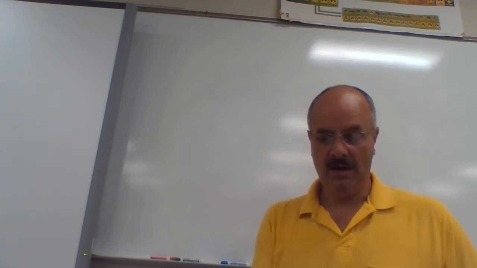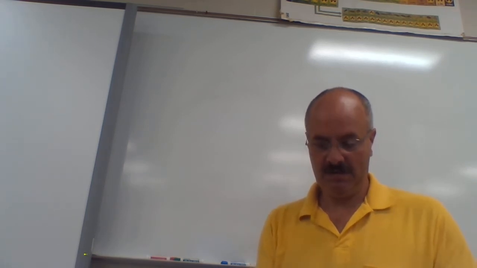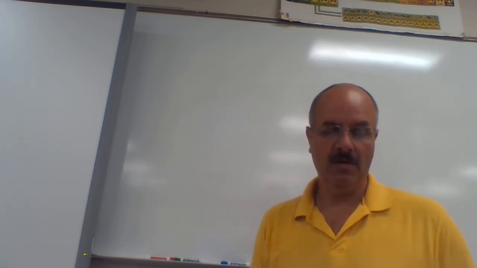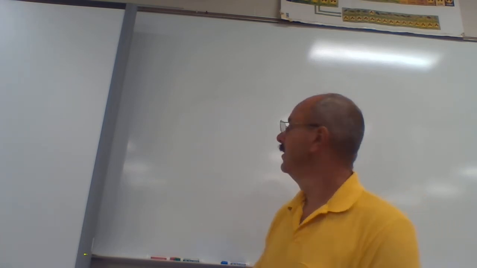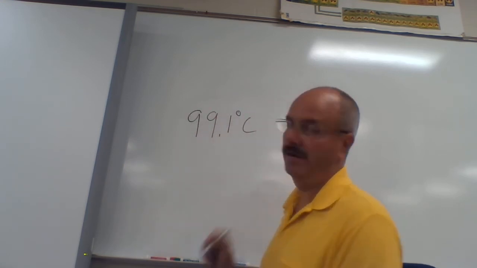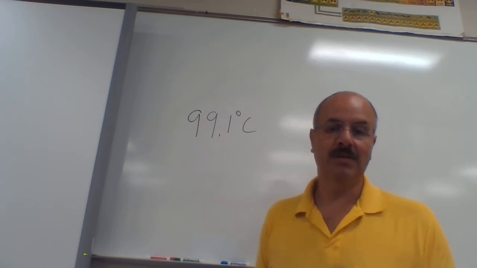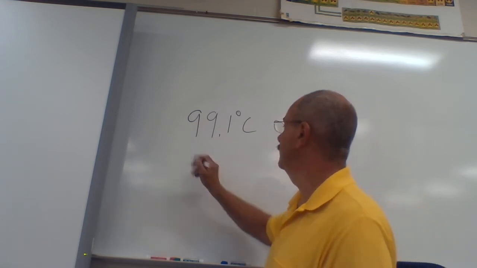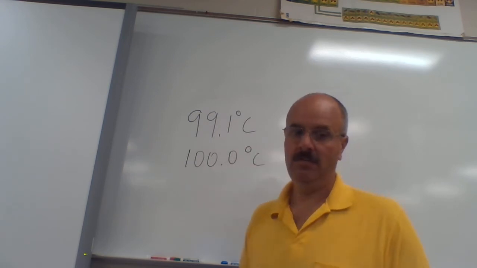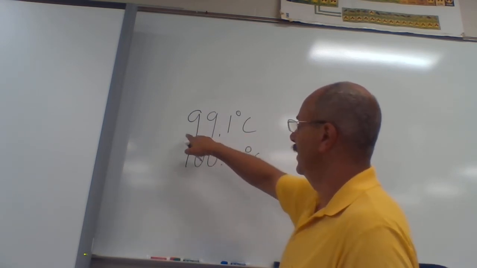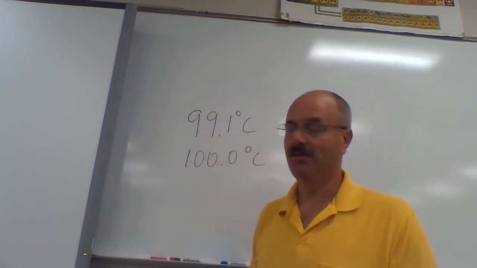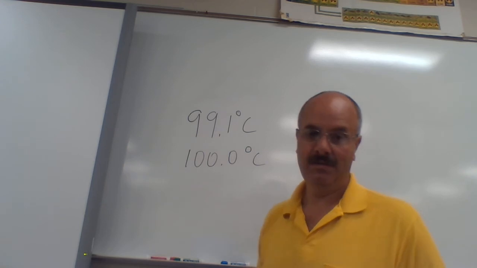All right. To do an example of this, sorry, let me get my paper out. You're going to boil water in the lab. When you do it, you find out that the water boils at 99.1 degrees Celsius. Now, what's the correct temperature that water is supposed to boil at? It's supposed to boil at 100.0 degrees Celsius. So that's my measured value, right? That's my experimental one. That's my accepted value.